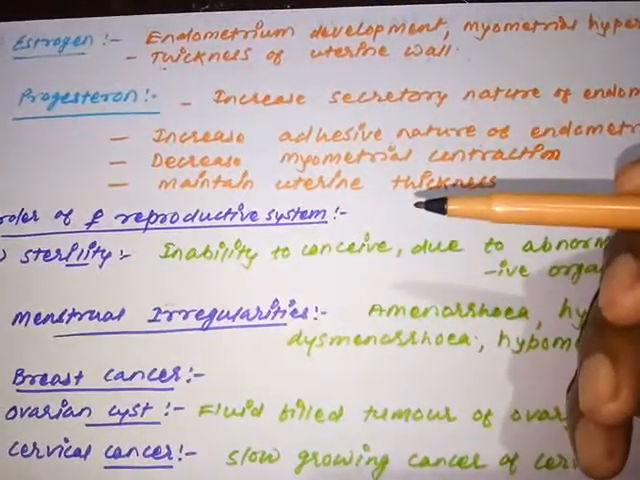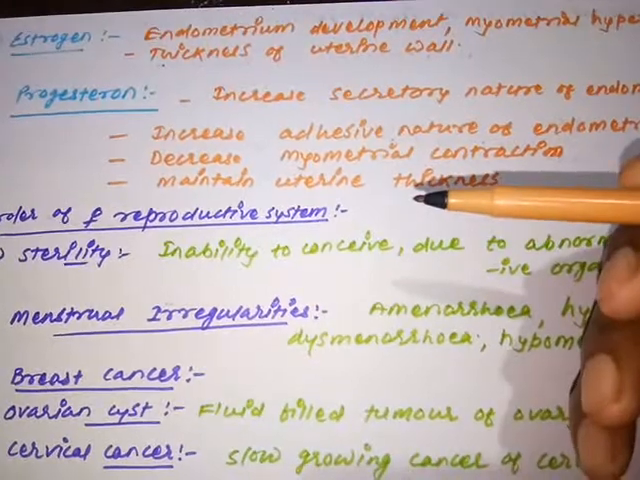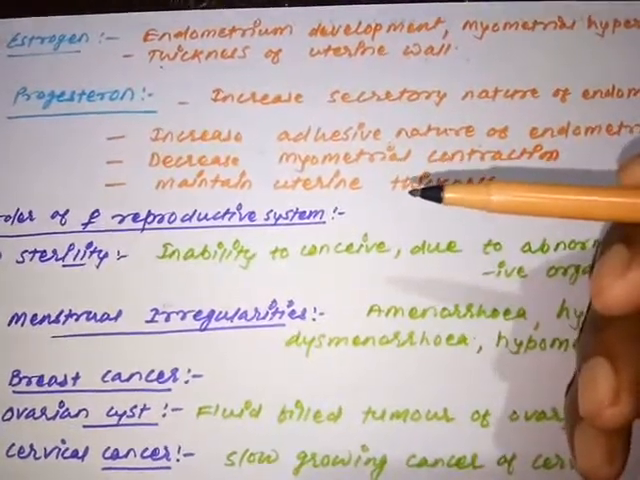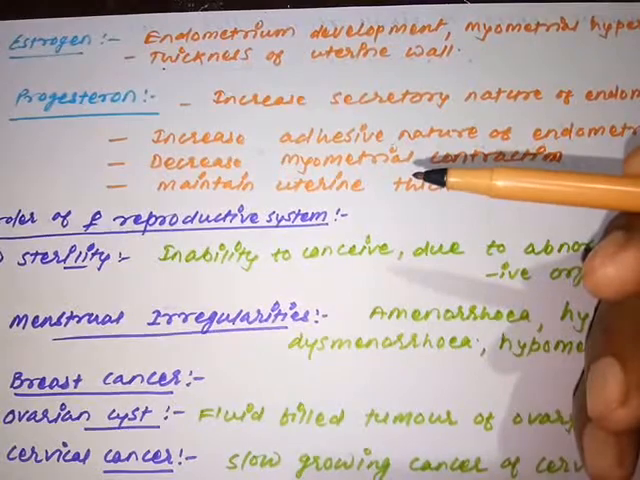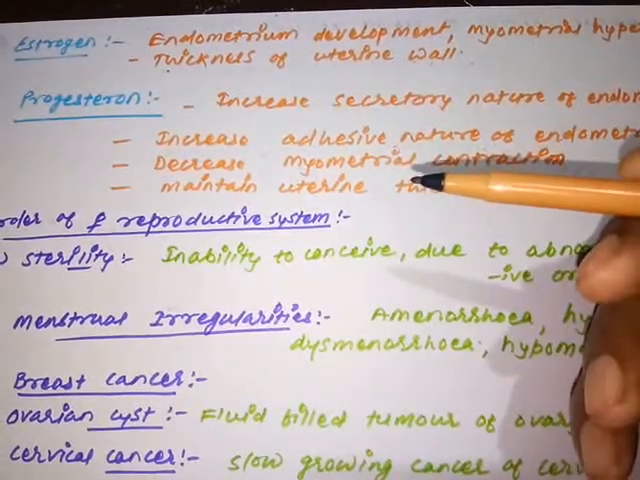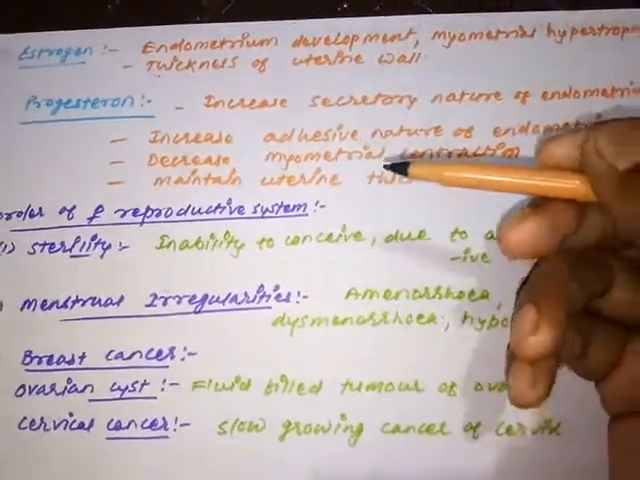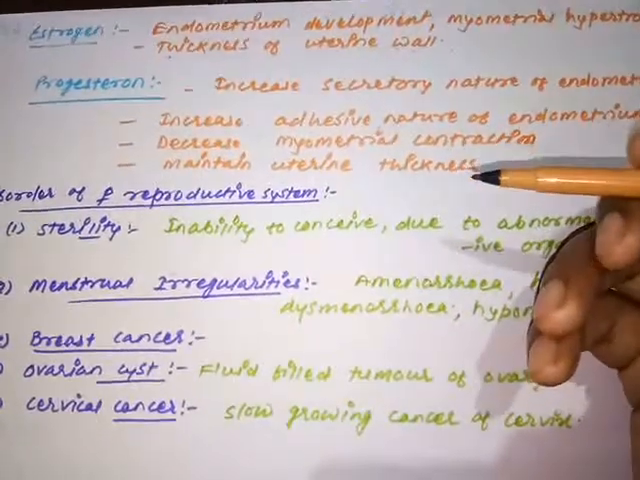If, due to any reason, the progesterone level falls down suddenly, the endometrial linings will get degenerated. That is what is going to abort the fetus.